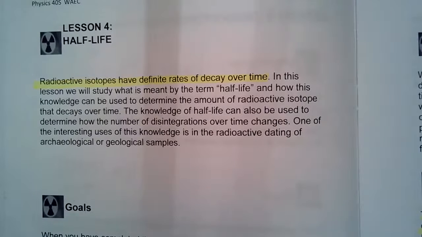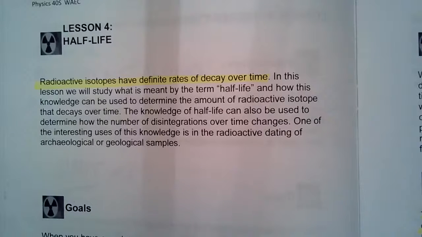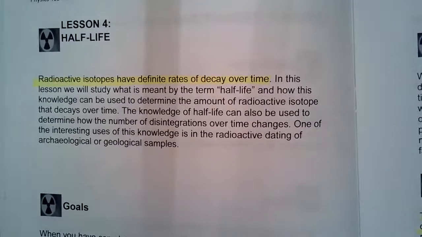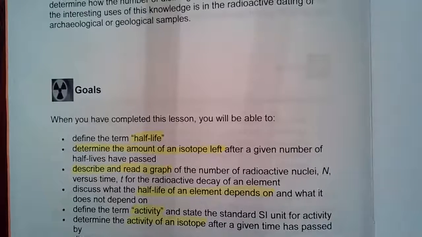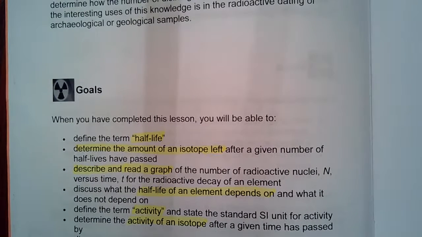In today's lesson, we're going to look at the term half-life and how half-life can be used to determine the amount of radioactive isotope that undergoes radioactive decay over time. This is a very useful concept as it is used to determine how the number of disintegrations or decays over time changes. The half-life of a radioactive isotope is a constant for that particular isotope. We're going to determine the amount of an isotope left after a given number of half-lives have passed.